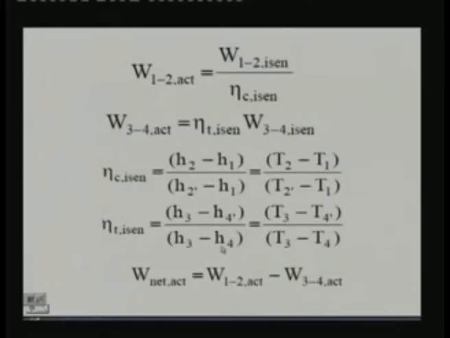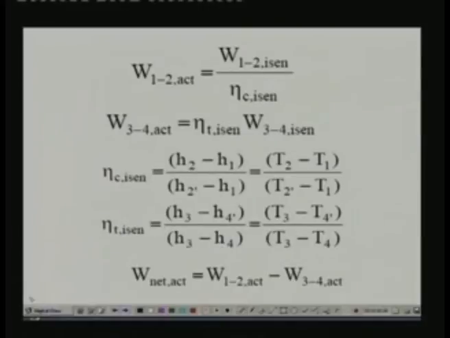We can also define the actual work of compression and actual work of the turbine by defining isentropic efficiencies. For example, the actual work input to the compressor during the process 1 to 2 is defined as the isentropic work divided by the isentropic efficiency.